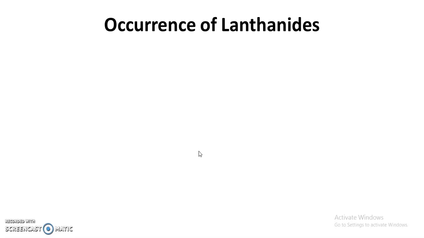lanthanides were earlier called rare earths because it was considered that their abundance in nature is very low. So they are rare in abundance and therefore they were called rare earths. But nowadays this term is not used. They are not called rare earths. In fact, lanthanum, cerium and neodymium are more common than lead.